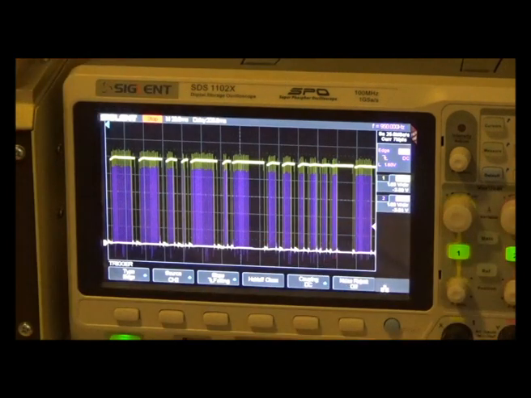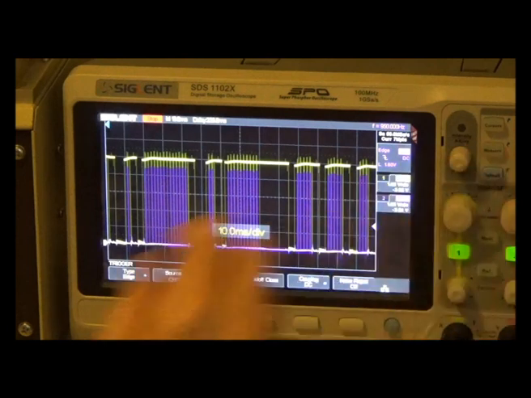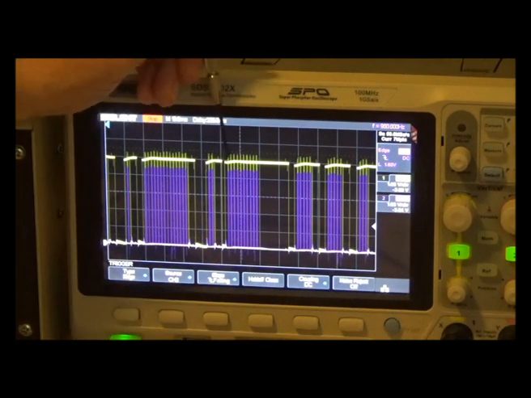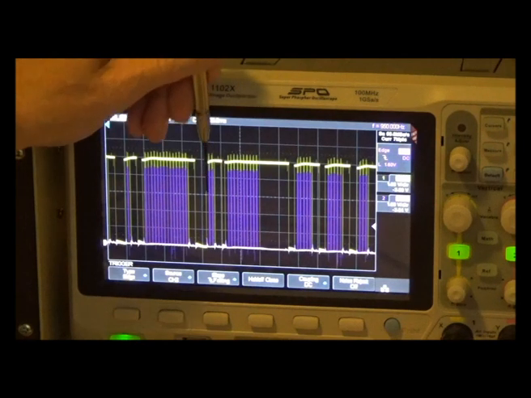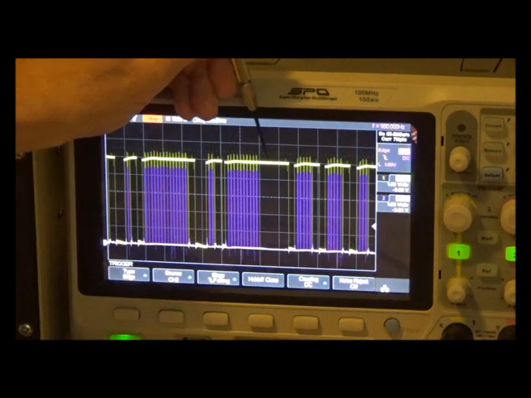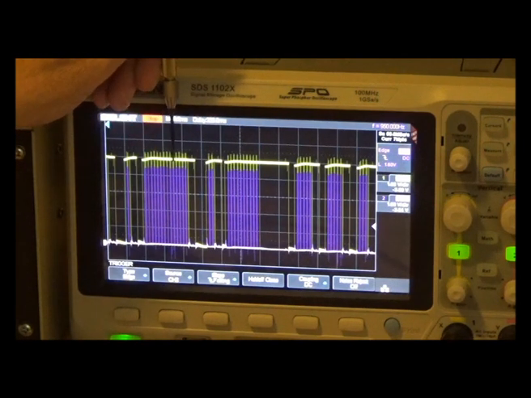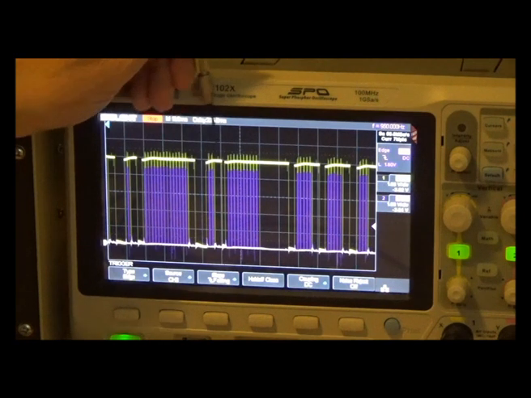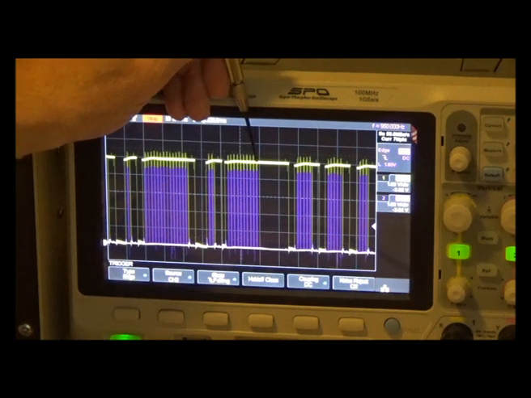There it is, and I'll zoom in a little bit, and this is the one we're talking about here. And we can see that although it starts off quite normally, the finish is quite different from all the others that we've seen so far. And the reason is there's no acknowledge. The receiver hasn't got the message.